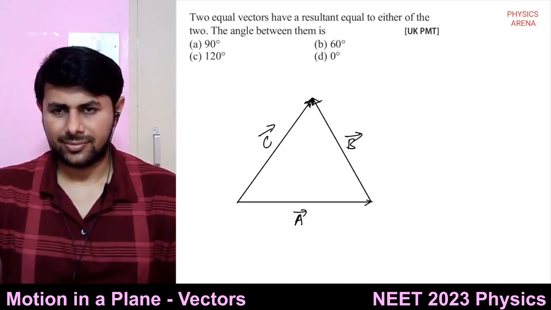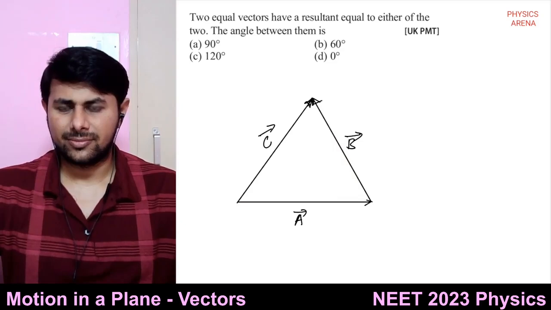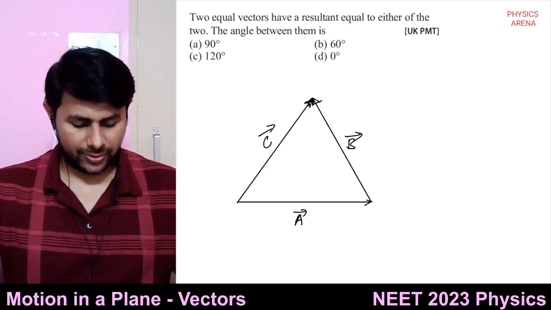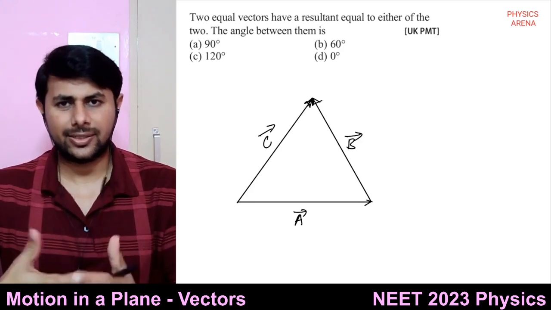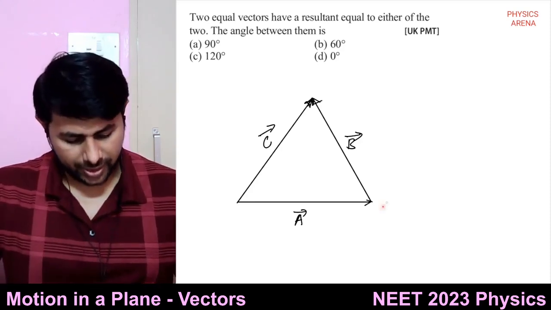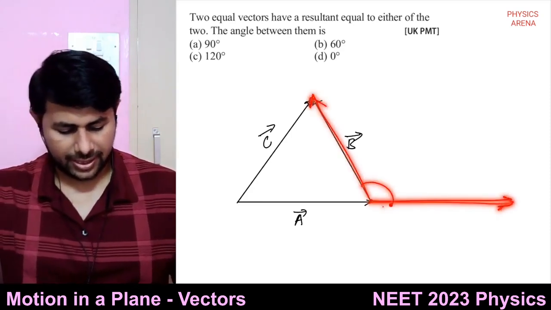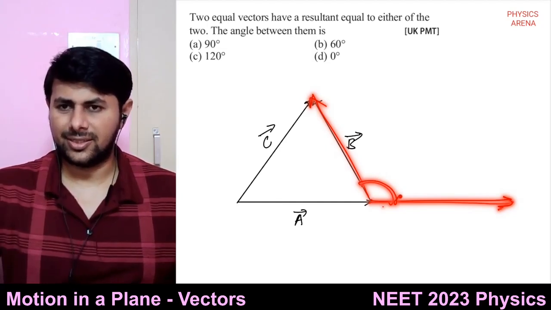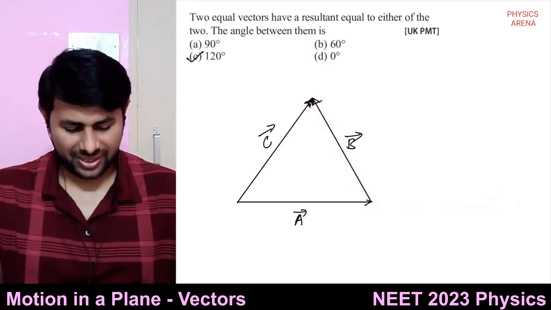Okay, so how much is the angle between A bar and B bar? Sir, 60. In an equilateral triangle, the angle between two sides is 60 degrees. That's correct. But here A bar is directed like this. So this line and this line, how much is the angle between these two? 120 degrees. Right, Sanjay? Okay, so the angle between these two is 120 degrees.